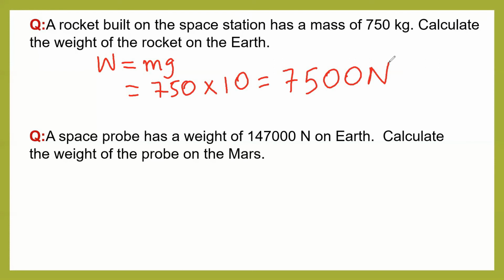A space probe has a weight of 147,000 newtons on Earth. Calculate the weight of the probe on Mars. So here, the weight is given on Earth, and they want us to calculate the weight on Mars. First of all, I have to calculate the mass of the object. So the formula to calculate the mass is m equals W divided by g.